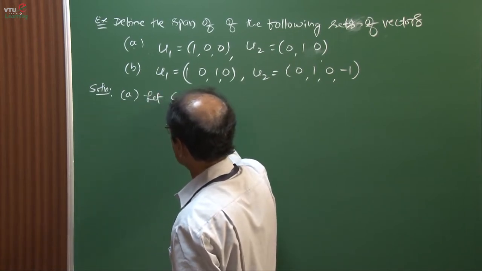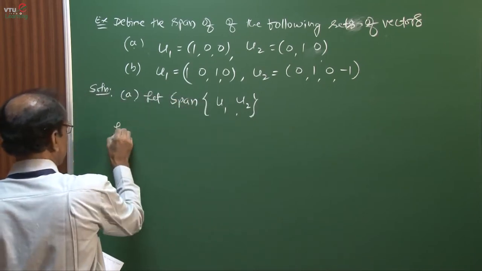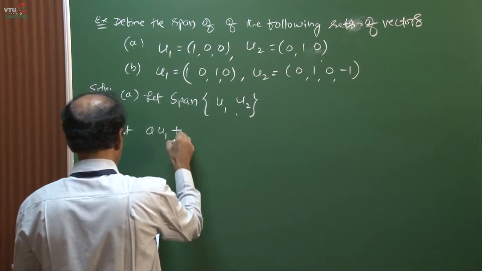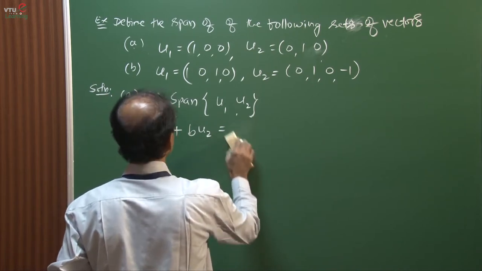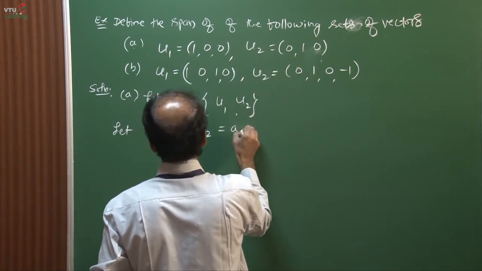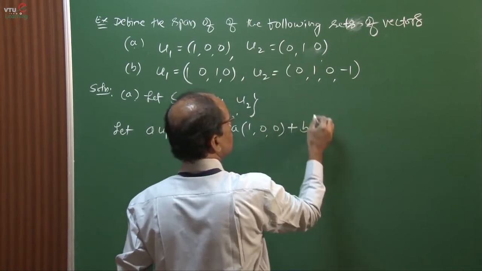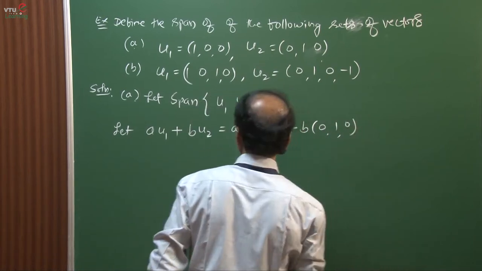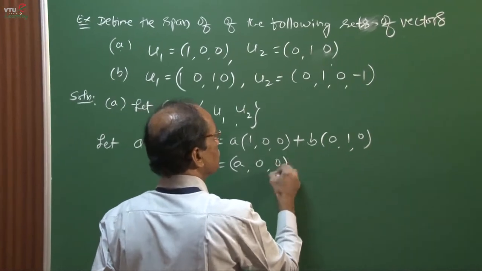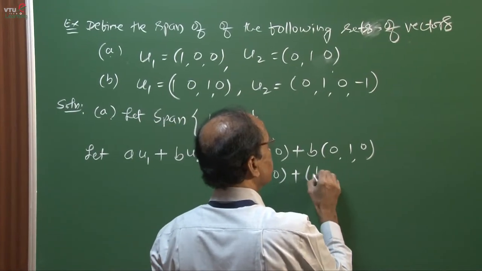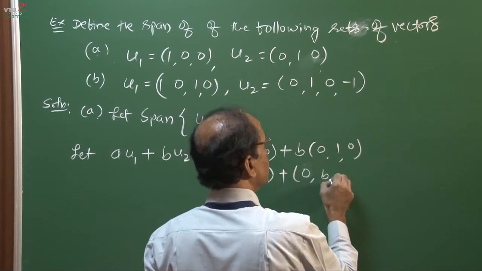We write, let the span of the vectors u1, u2. This is the symbolic representation where we take the linear combination, that is A into u1 plus B into u2 is equal to A into u1, which is (1, 0, 0), plus B into u2, which is (0, 1, 0). Now, if you take this scalar inside, A into (1, 0, 0) is (A, 0, 0), and B into (0, 1, 0) is (0, B, 0).